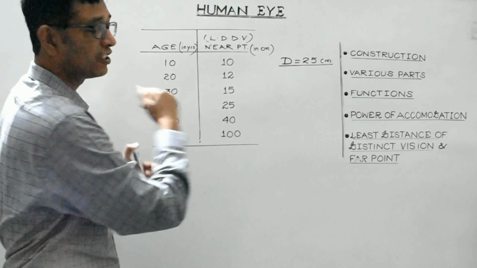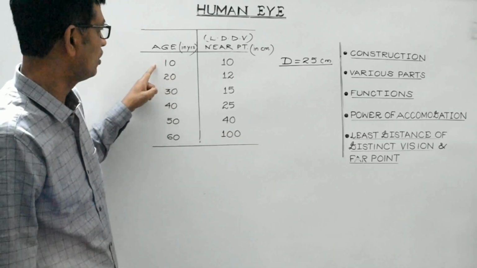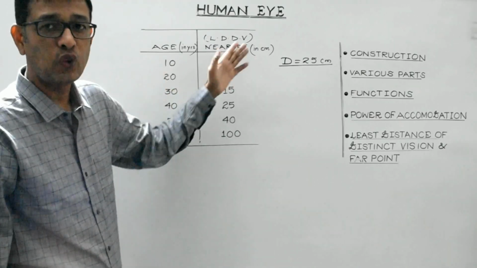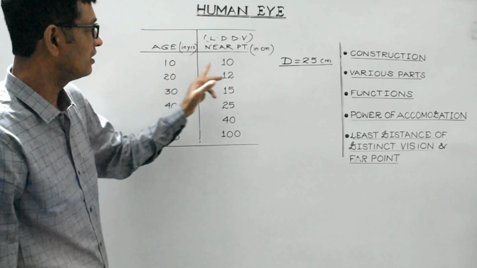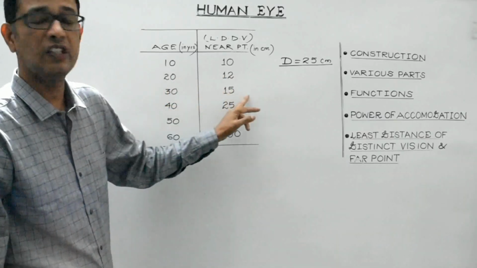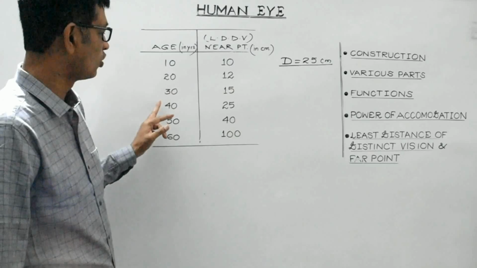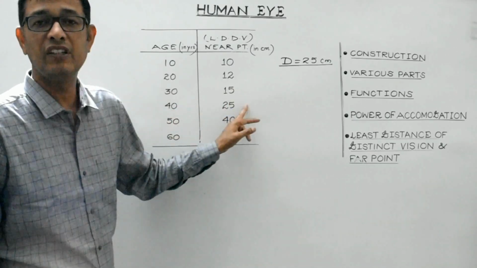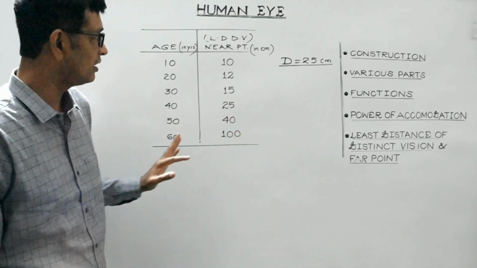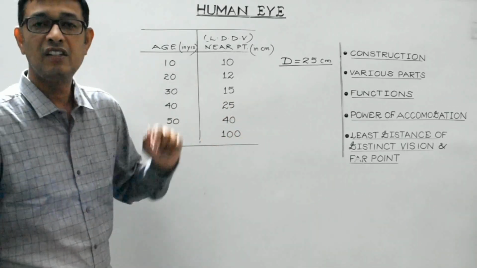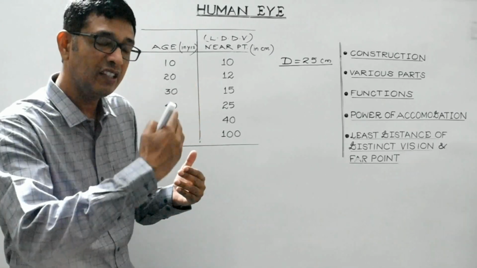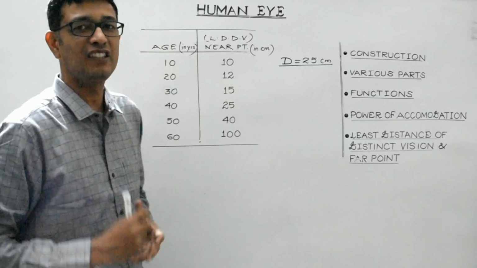Here I have prepared a chart. During young age, the L.D.D.V is quite small. At 10 years it is 10 centimeter, at 20 years it is 12 centimeter, at 30 years it is 15 centimeter. And for a grown-up adult at 40 years, the L.D.D.V is 25 centimeter. For 50 years of age, L.D.D.V is 40 centimeter, and for 60 years of age, L.D.D.V is 100 centimeter. So L.D.D.V gradually increases with the increase in age.